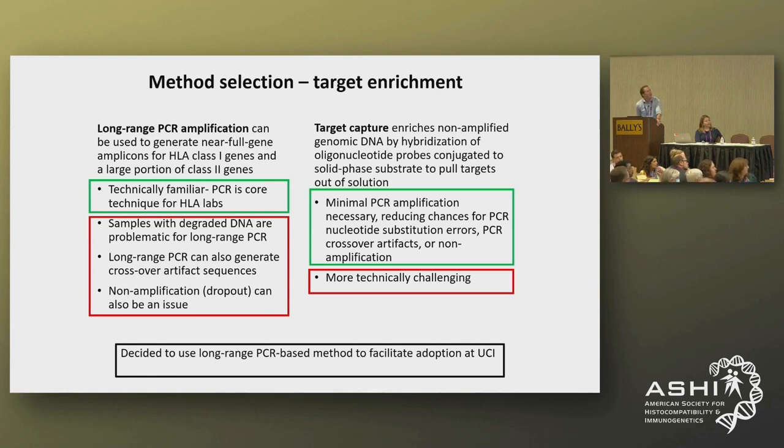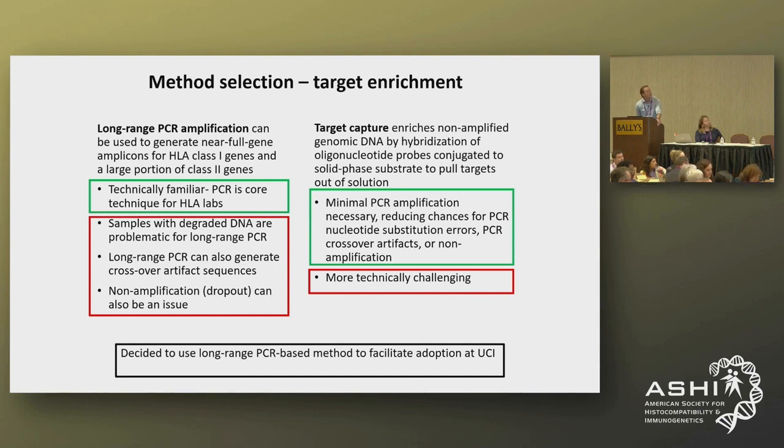So then we began to think about method. We had a lot of experience at the UCSD lab with looking at different methods. By this time, we had moved to hybrid capture, but we had experience with the long-range PCR methods from multiple vendors. So thinking about either long-range PCR versus target capture. Long-range PCR can be used to amplify the target regions, the HLA, and then you simply prep your libraries from those amplicons. And it's very similar to workflows that are already in the lab. So the lab is technically familiar with doing PCR, but there are some issues with long-range PCR. Samples with degraded DNA can be problematic.